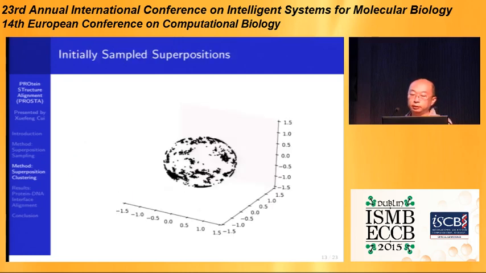So here is one case study. Each dot in this figure represents a superposition. The coordinate of this dot is calculated by applying the rotation matrix of the superposition on a unit vector. So these dots lie on a sphere surface, and each of them represents a superposition. And we can clearly see that these dots are not evenly distributed on the sphere surface. And we observed that the optimal superpositions tend to lie close to the high density regions.